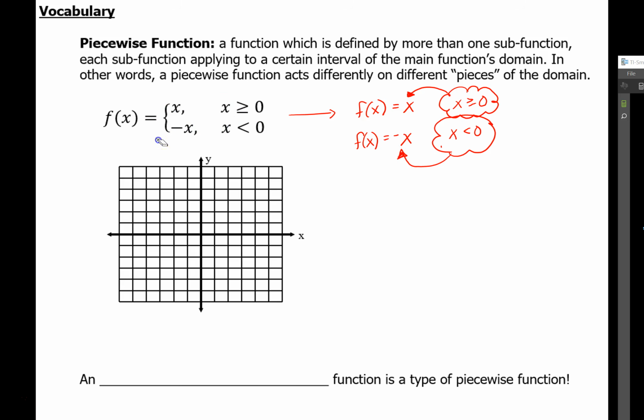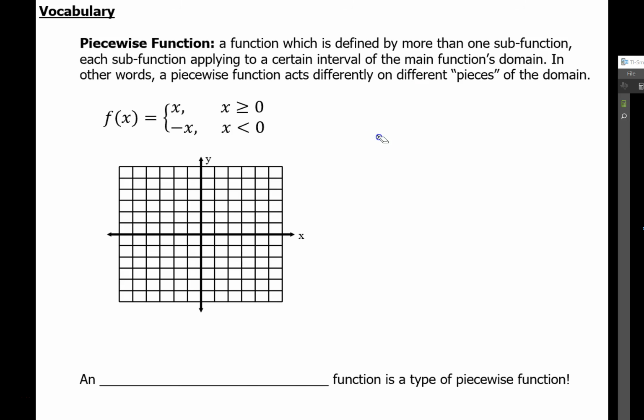Let's do this first subfunction, this first line, first. I'm going to do this one in red. If I'm drawing a table here, whenever I pick my x value, I have to pick an x that is greater than or equal to 0. So that means I need to pick 0 because it is included. I'm going to draw a dot there because things will get complicated in a few minutes, and that dot is going to help us.